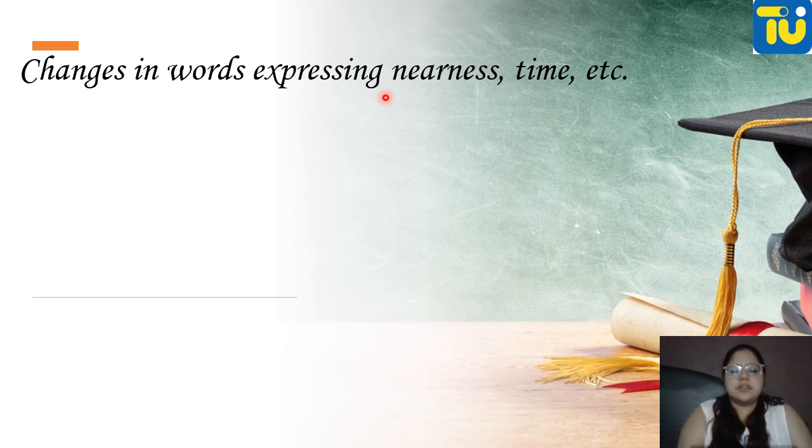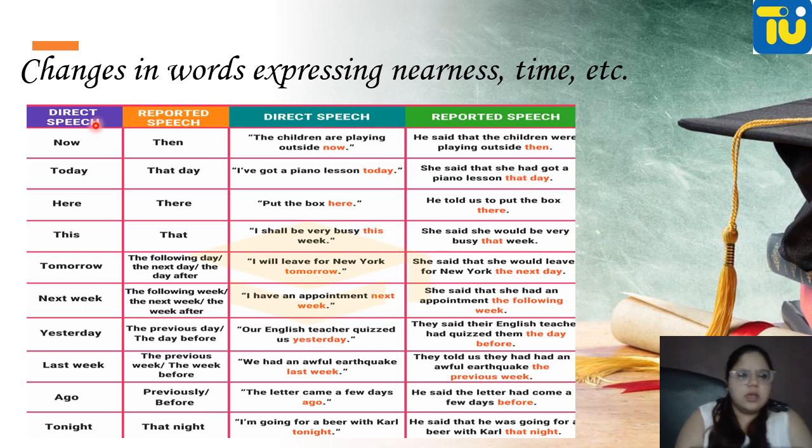Changes in words expressing nearness, time, etc. So when we have words that talk about the nearness of a thing or time, then how we change these words. Okay, so direct speech, indirect speech. Now is converted into then, today to that day, here to there. Examples: the children are playing outside now. He said that the children were playing outside then. Are changed to were, present to past, now changed to then.